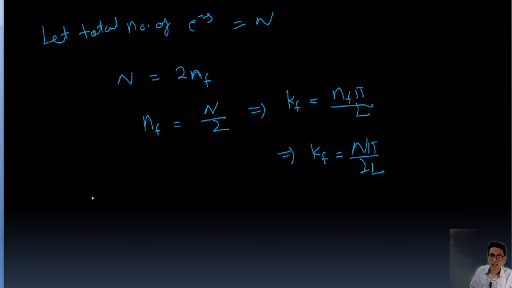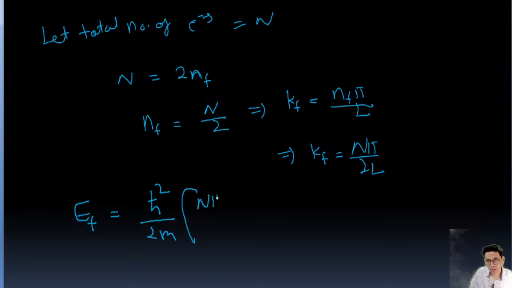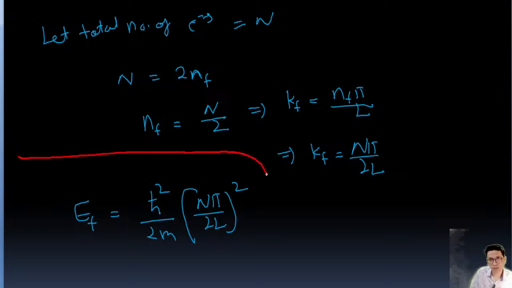So EF is going to be, putting the value of k square, h cut square upon 2m into n pi upon 2L whole square. So this is the energy, an important one, guys.